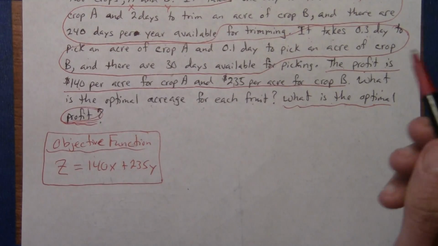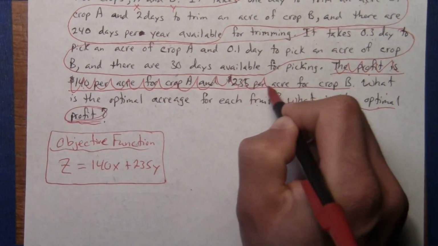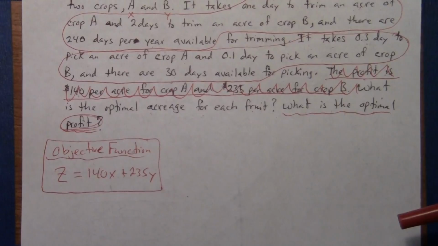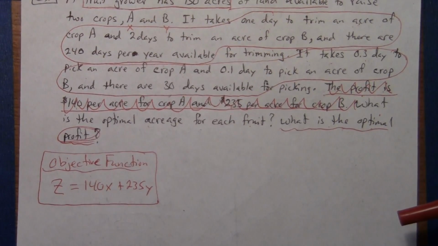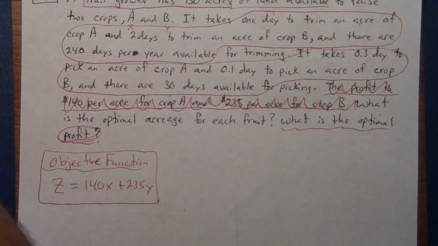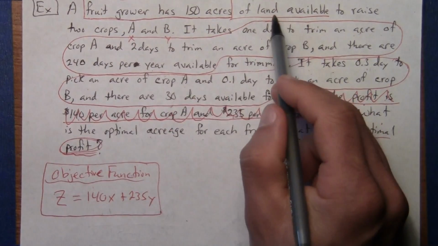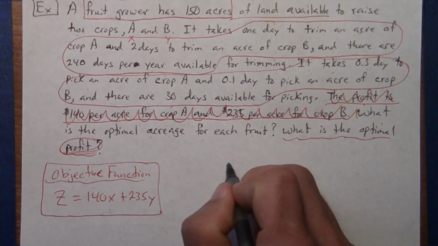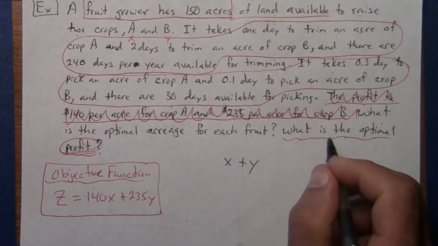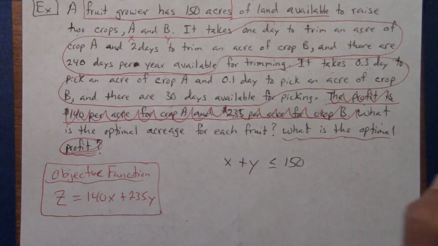Alright, so that takes care of this, and then basically you can ignore those numbers now. The 140 and the 235, those are only a part of the objective function. Now the other stuff that I have circled or a box around it, that is going to give me the inequalities that I'm looking for. So now these would be the constraints. You don't have to call them that, but these are the inequalities. Fruit grower has 150 acres of land available, and there's two crops, X and Y basically. So we are saying that X plus Y, if you have 150 available, it means you can't use more than that, so it has to be less than or equal to 150.